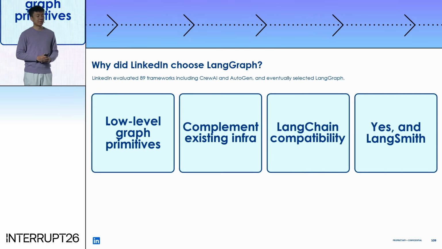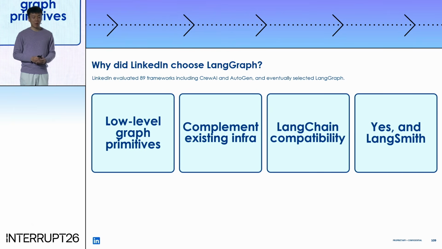Also, LinkedIn's agents already speak LangChain. We have runnables, tools, callbacks, and LangGraph builds on those primitives, not around them. So adopting the graph means zero rewrites for us.